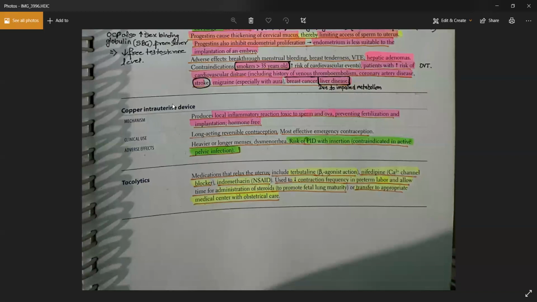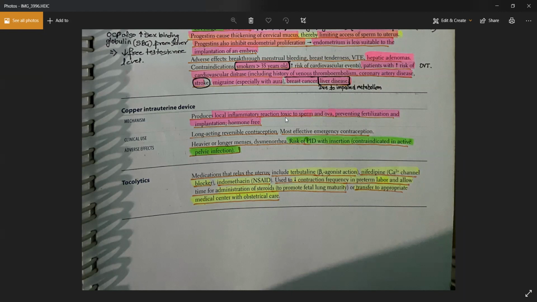Now comes the copper intrauterine device. Okay, and please note, Stephen will ask you what is the most effective method of contraception. So you will answer the copper intrauterine device. It is the most effective emergency contraception. Okay, it basically creates a local toxic environment to the sperms. It creates a local inflammatory reaction that becomes very toxic to the sperms. Okay, and this will cause damage to the sperms, and as a result, the fertilization cannot happen, and zygote formation cannot happen.